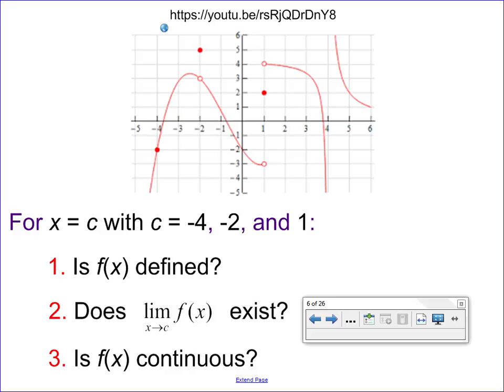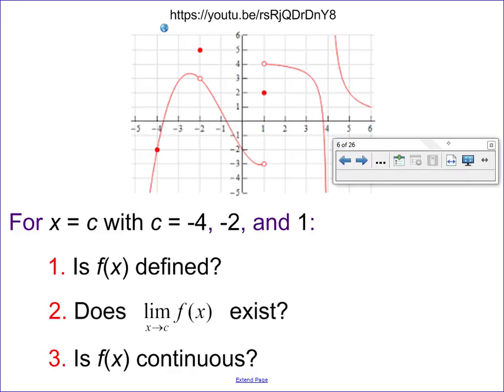Well, I want you to focus in on these closed circles, okay? For each of these x equals c values, call them x equals -4, x equals -2, and x equals 1, I want you to fill out our grid with your partner. Is f of x defined? Does the limit of f of x as x approaches c exist for each of those c values? And is f of x continuous at x equals c? Go ahead and do that with your partner now, and then share your findings.